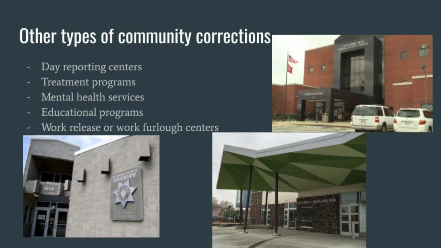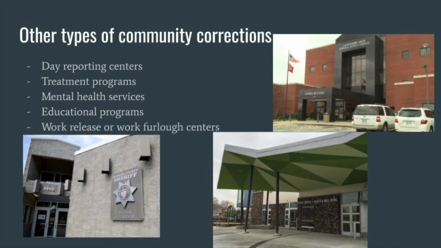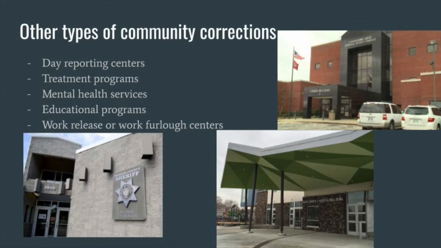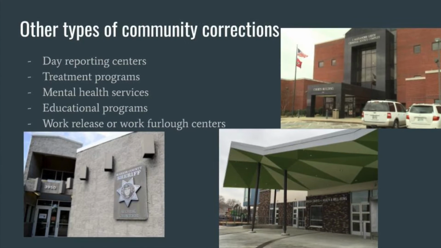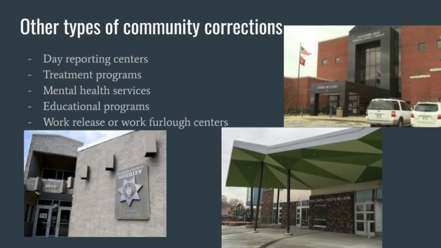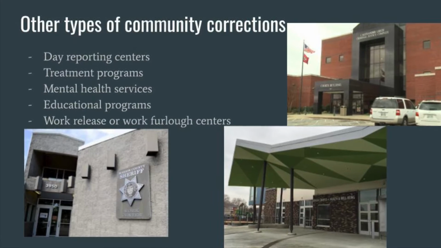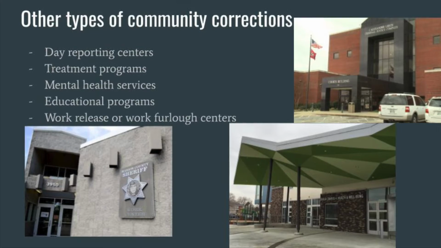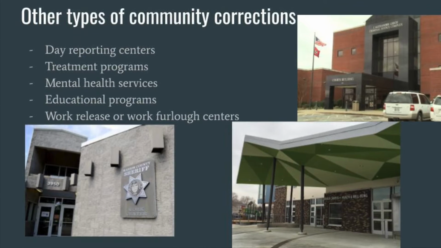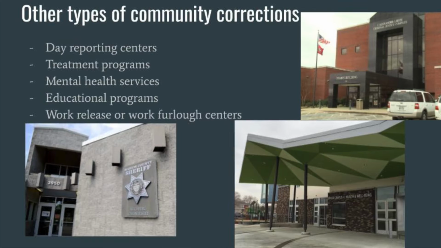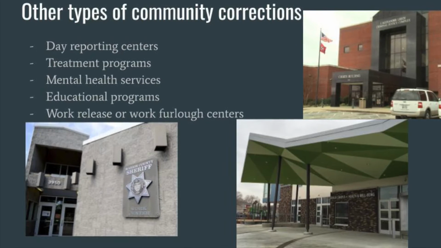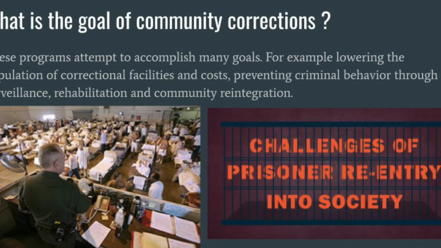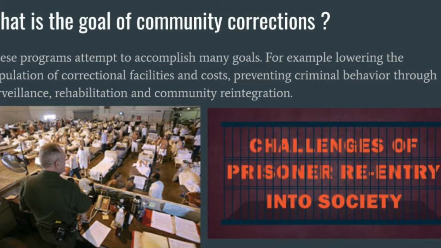Next, there are other types of community corrections, which are day reporting centers, which are when offenders report each day to file a daily schedule with the supervising officer. Treatment programs and mental health services provide counseling and drug treatment and impose strict curfews on residents when they are not working. Work release centers are facilities that allow residents to work in the community during the day while residing in the center during non-working hours. What is the goal of community corrections?